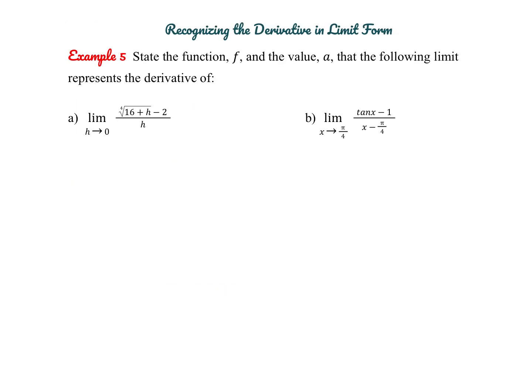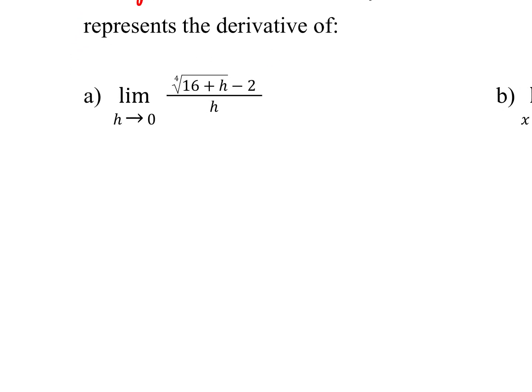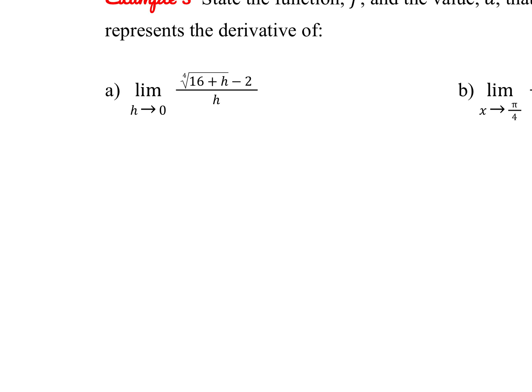All right, so now we're going to kind of try to work our way backwards. So here we're going to look at a derivative that's in limit form and see if we can find the function and the value that the limit, or that the derivative, represents. So if you look at this first one, you can see that it's kind of in this form of the limit as h approaches 0 of (f of a plus h minus f of a) over h. So for this one, you could see that here we substituted the a plus h into some function.